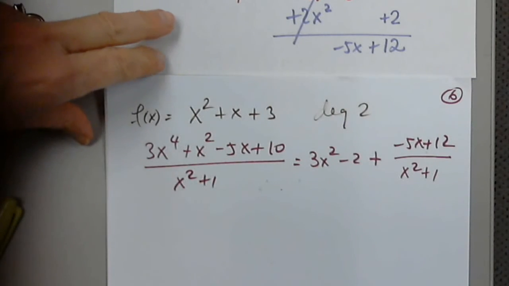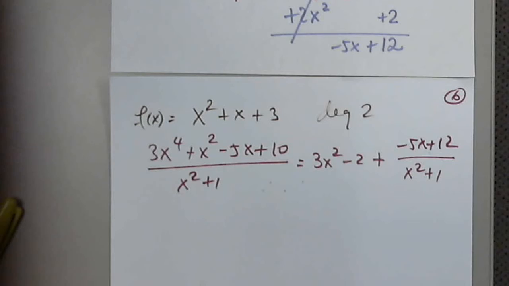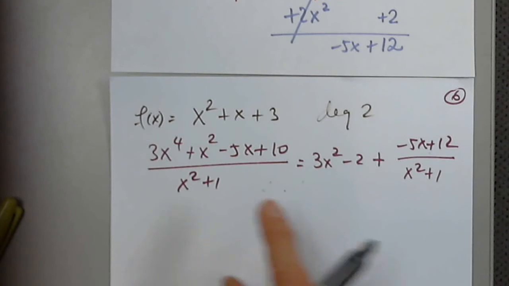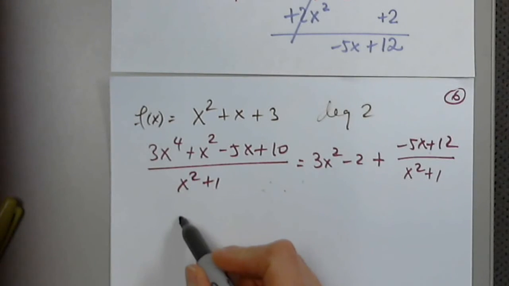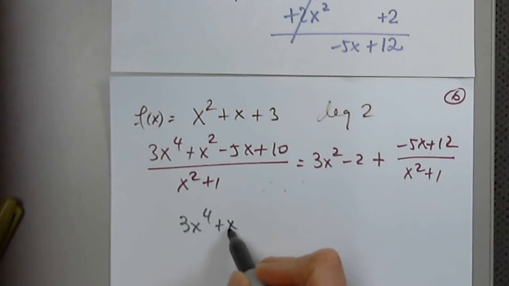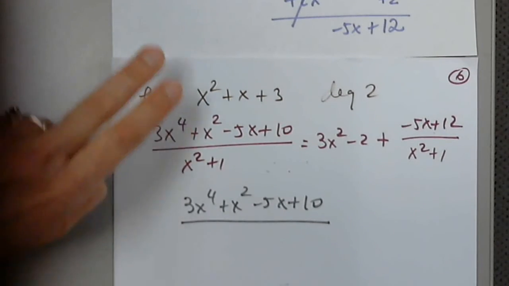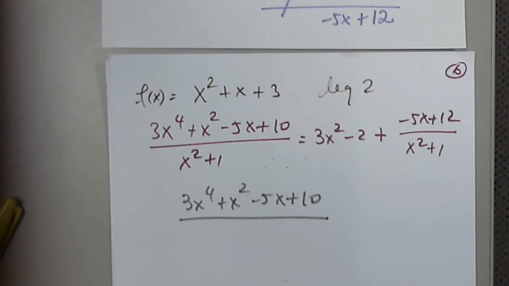Now let's look at the synthetic division. I'm going to use the same numerator, but I cannot use the same denominator. So of course the answer will be totally different. So let's say 3x to the fourth plus x squared minus 5x plus 10. And please choose a linear expression.